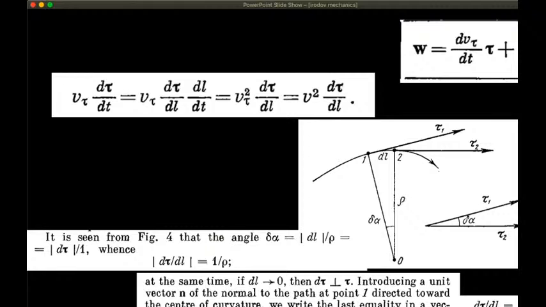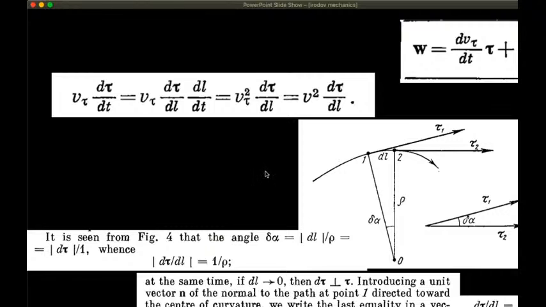Let's see that. You can see if any given arc going from 1 to 2, if tau 1 is the tangential direction, tau 2 is the second tangential direction, d tau by dt would be like this, isn't it? The change in tau 2 minus tau 1, so that would be d tau. So d tau divided by dt.